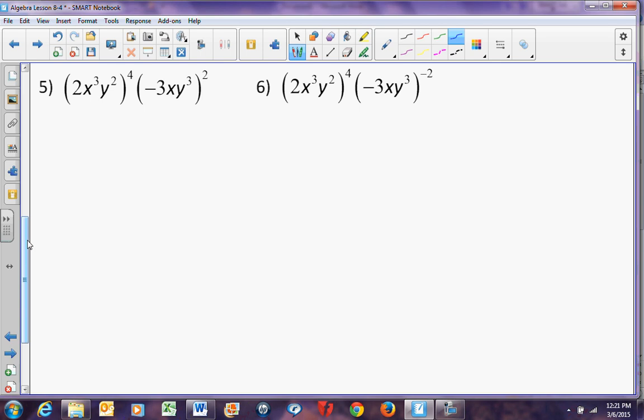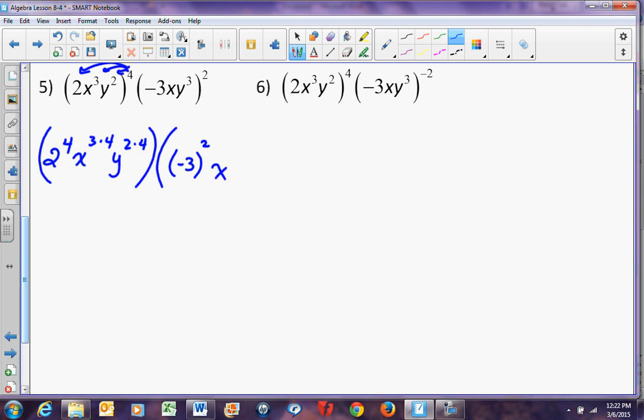So the first thing I'm going to do here is make sure I distribute this 4 through everything within this parenthesis. So this becomes 2 to the 4th, x to the 3 times 4, y to the 2 times 4. That's the first parenthesis. The second parenthesis, the negative is inside the parenthesis, so that means negative 3. So I have to leave it in a parenthesis again. So I have negative 3 squared, because there's a difference between negative 3 squared and the opposite of 3 squared. Remember, one gives you a negative and one doesn't. And then we're going to do x to the 1 times 2, y to the 3 times 2.